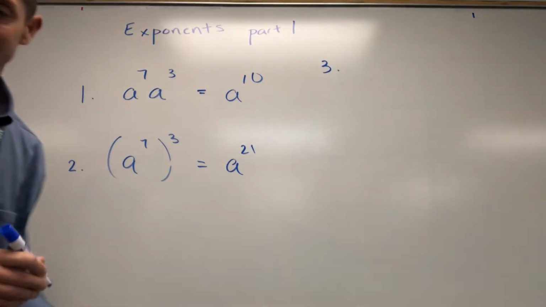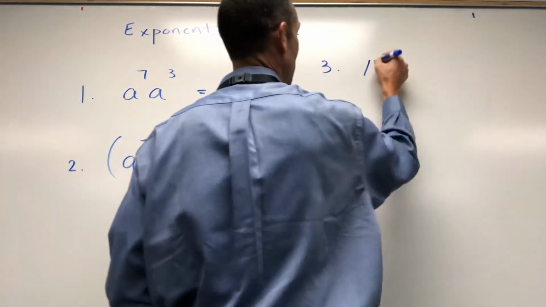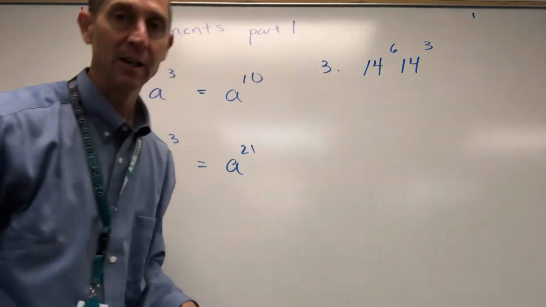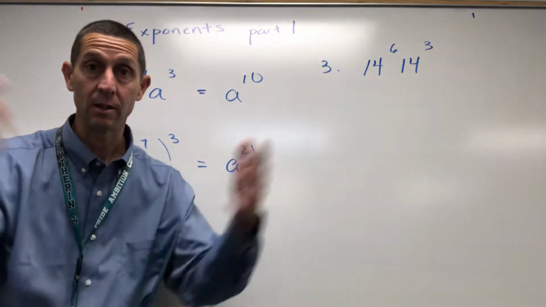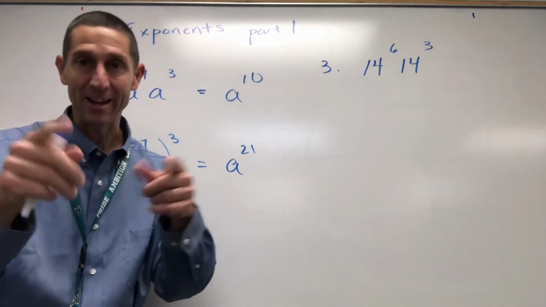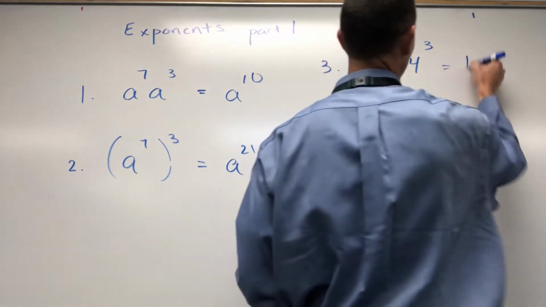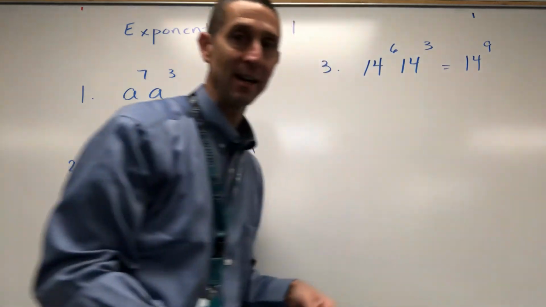Let's say we had just some numbers. How about like 14 to the 6th and 14 to the 3rd? So you got the same base. The question is, do you multiply? Do you add? Multiply or add? Well, in this case, we're adding. So this will be 14 to the 9th.